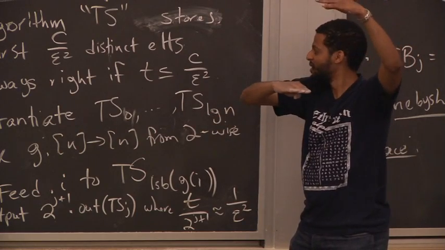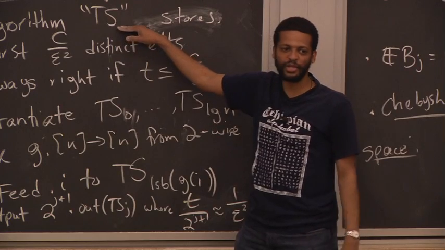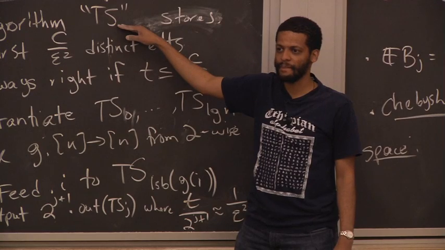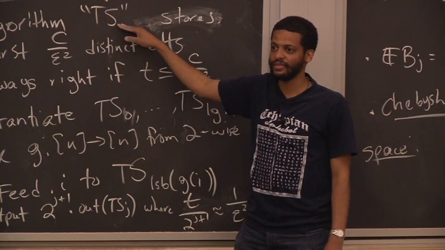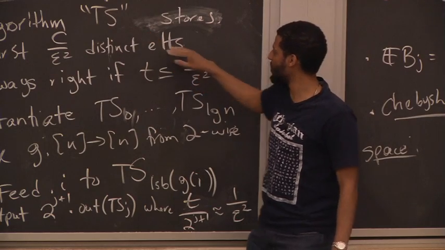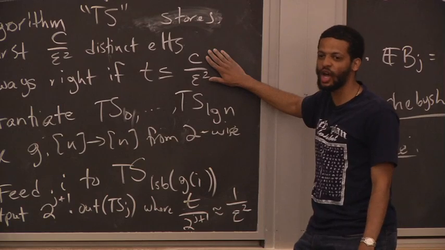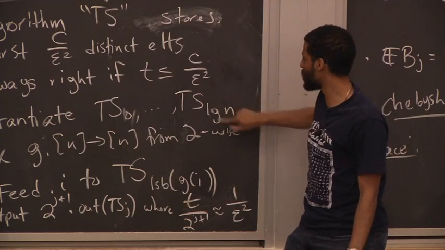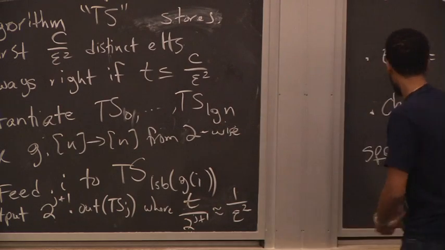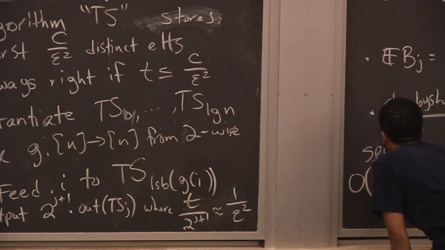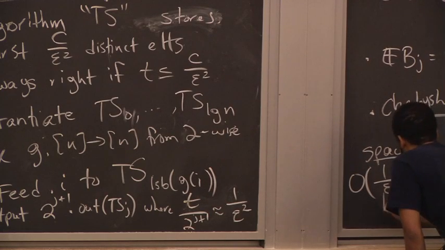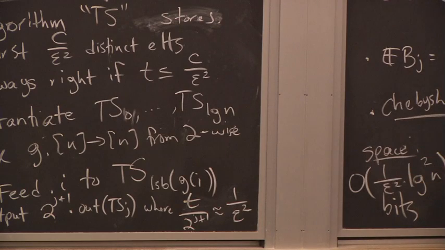For each one of them, we're running the TS algorithm. How much space does the TS algorithm use? Yeah, exactly. It remembers C over epsilon squared numbers. Each one is log n bits. So this uses C over epsilon squared log n bits, and there are log n of them running in parallel. So the total space is 1 over epsilon squared times log squared n. And there's no idealized assumption here, right? This is just the truth.